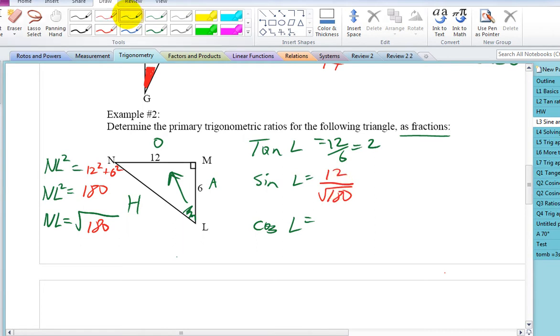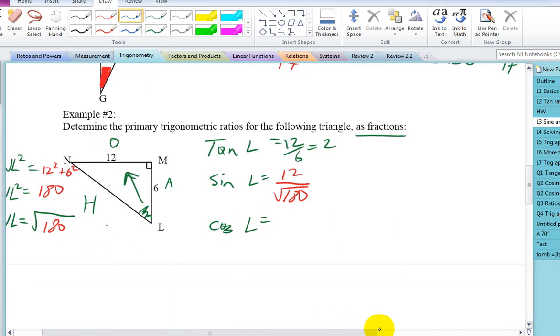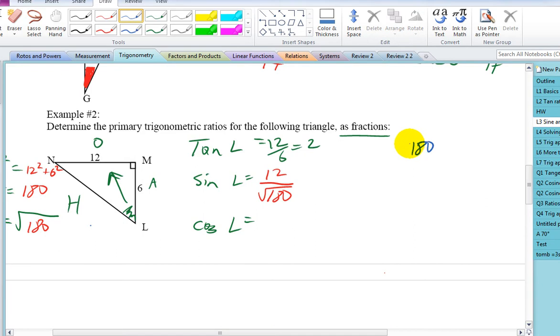Why? What are we going to have to do to 180? Nope. You have to simplify it. So see if you can take numbers out of the radical. Simplify the radical. Divide by 3, what do you get? 60. Divide by 2, you get 30. Divide by 3, you get 10. 2, you get 5. So I can take out a 2 and a 3.